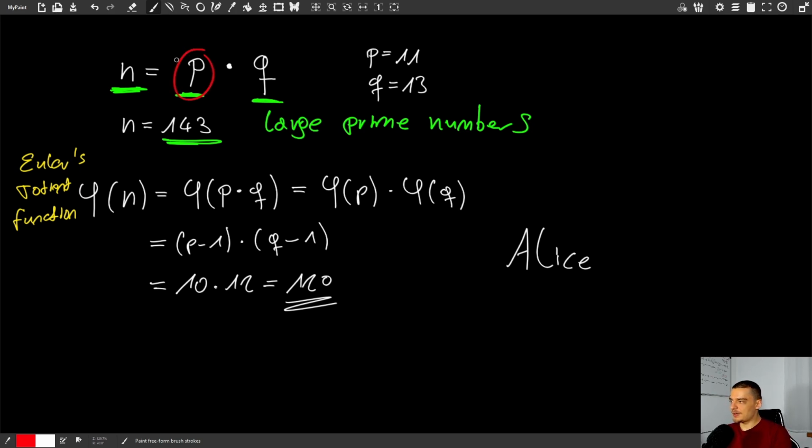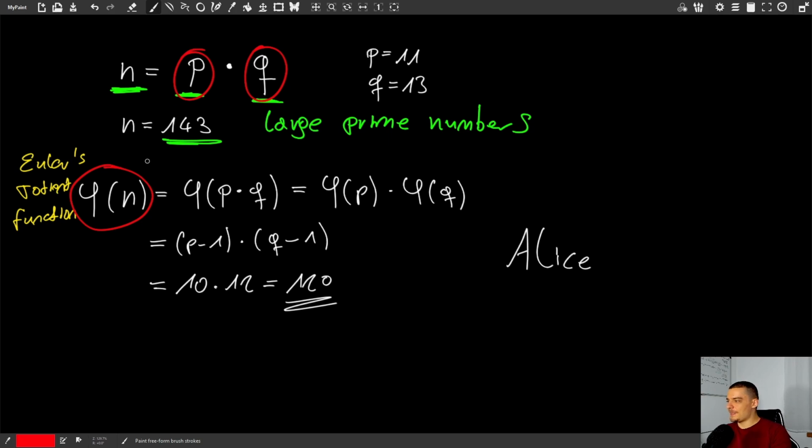You never want to tell anyone p, you never want to tell anyone q, and you never want to tell anyone phi of n. N can be public. N is going to have to be public because we're going to use it. But p, q, and phi of n are going to stay secret, because if you know these values, it's very easy to also just crack all the other values.